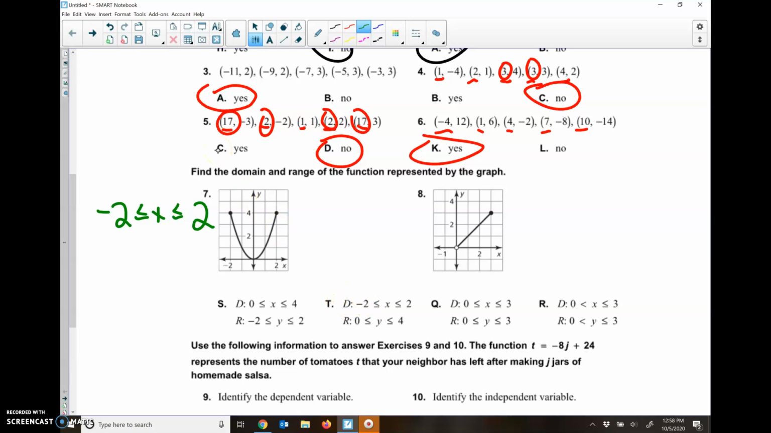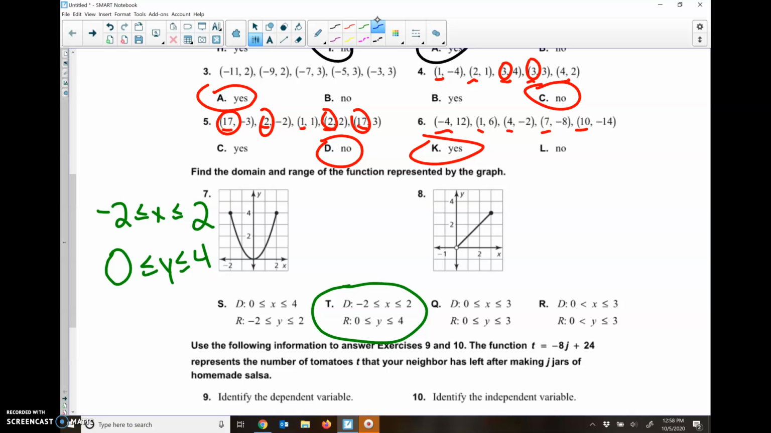I don't even have to look at the range, but we'll look at it. Remember, range is our lowest point to our highest point. The lowest point of this graph is 0, and then we put a y in the middle for range. It looks like the highest point of this graph is 4. So it looks like number 7 is going to be t.